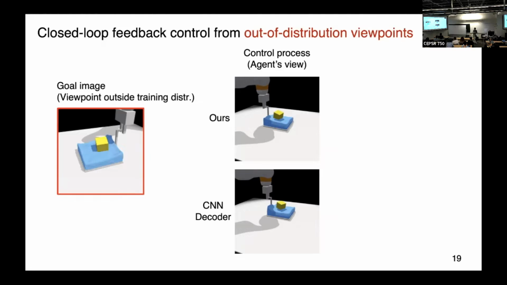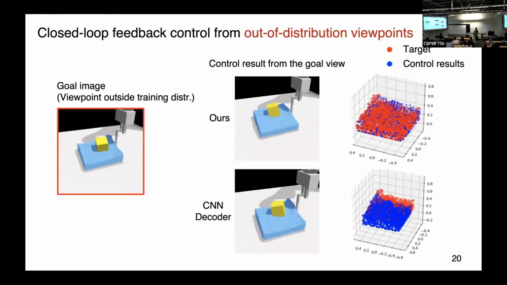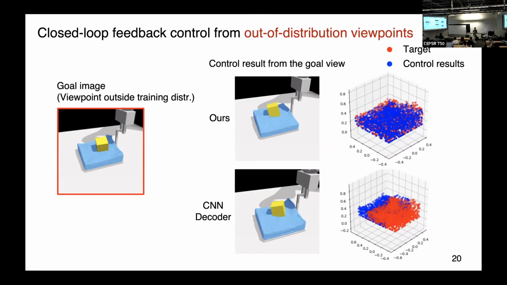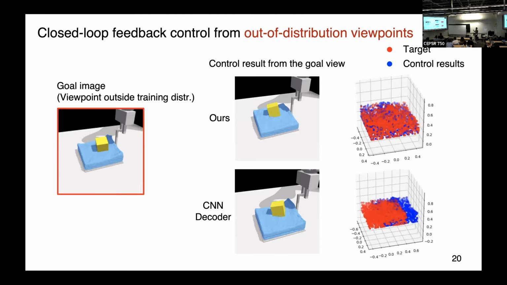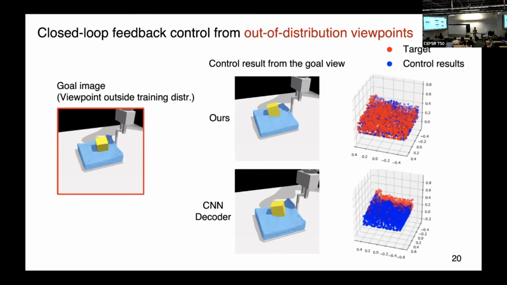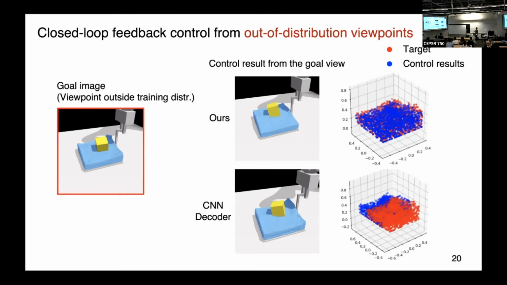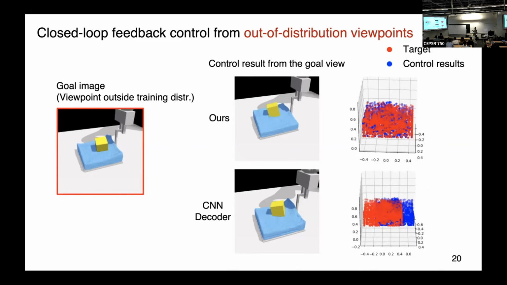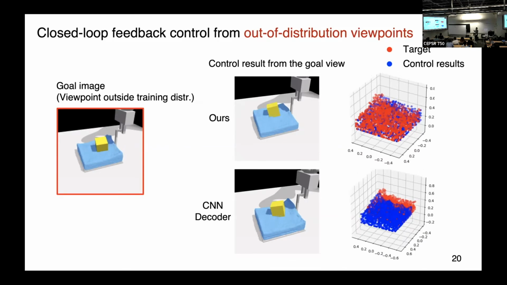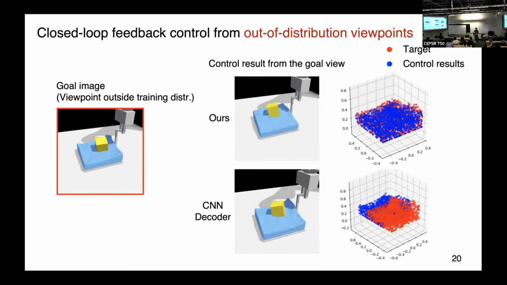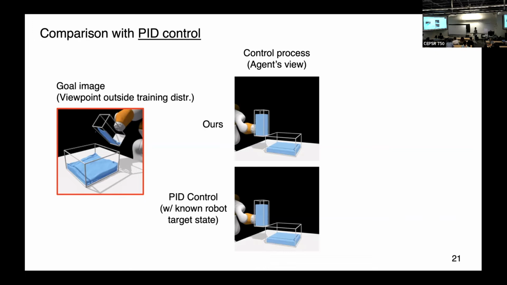And here is the comparison in 3D space. In the middle is the controlling result from the goal image. On the right, we are showing the overlay between the control result and the targets in this 3D particle space. Our result is much better aligned with the targets when compared to the CNN decoder. Here we are really showing that an understanding of dynamics is important for this task.